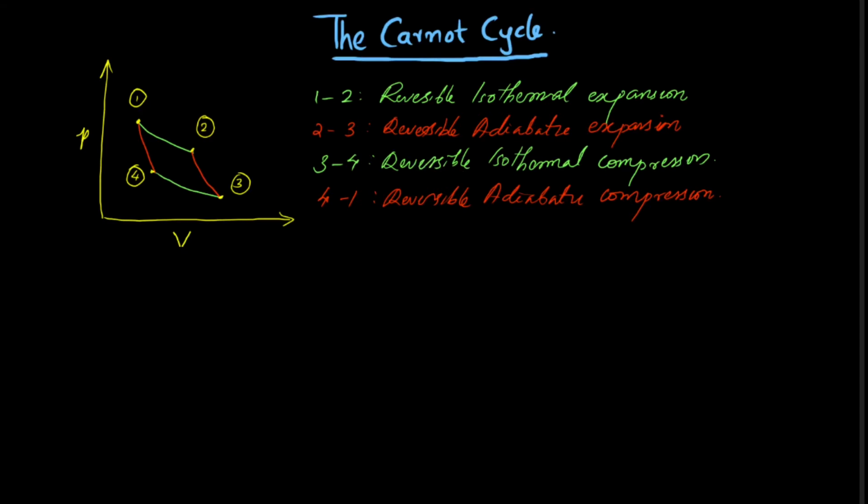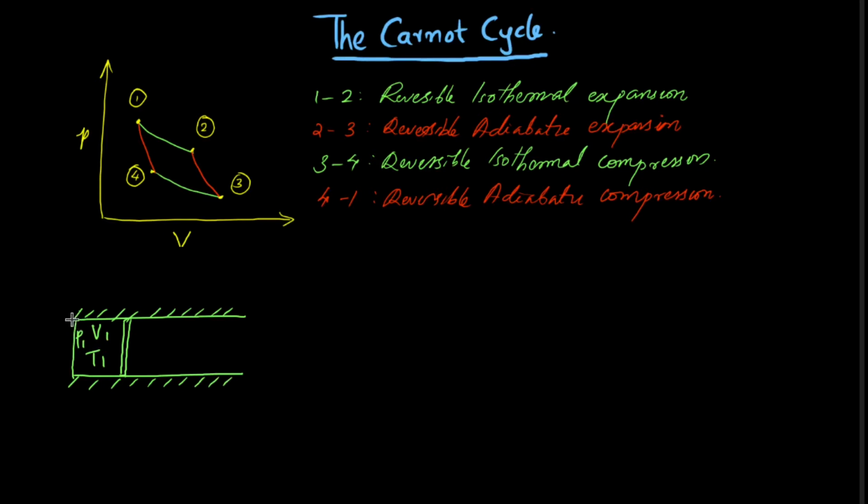So let us consider an ideal gas in a cylinder fitted with a frictionless piston. The initial pressure, volume and temperature of the gas are P1, V1 and T1. The cylinder is insulated on its periphery, so it can transfer heat along the head of the cylinder only.